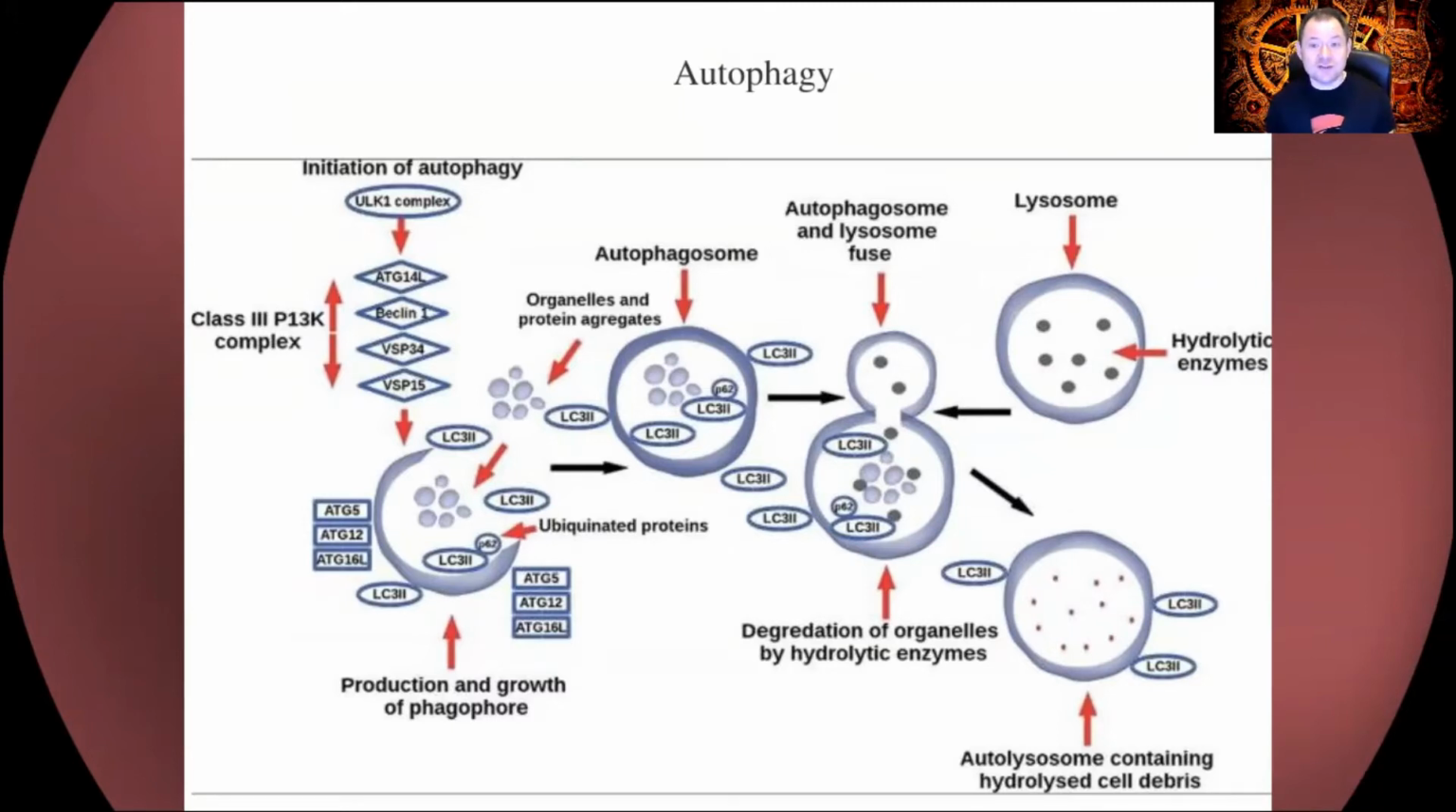Their function is to help recycle damaged components of the cells. In autophagy, these lysosomes fuse with various damaged organelles and structures in the cell, digest them, recycle them. That's basically how autophagy works.